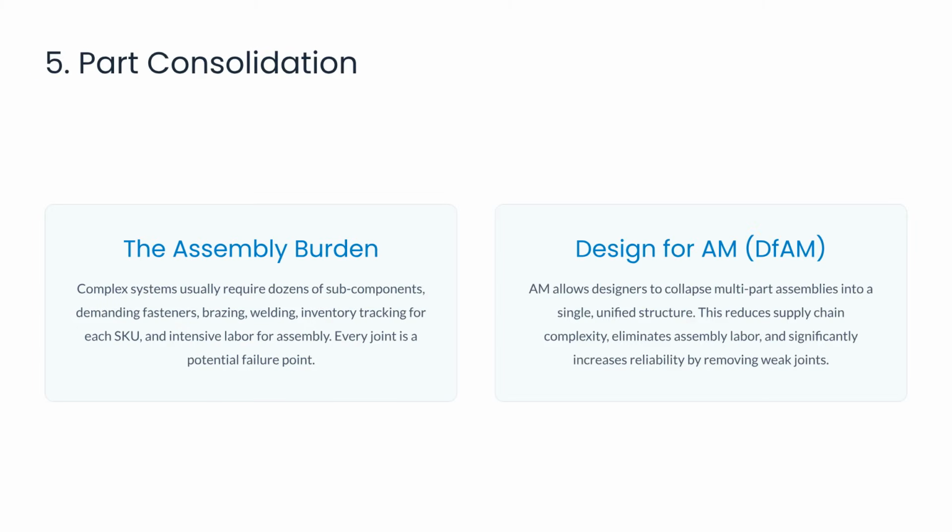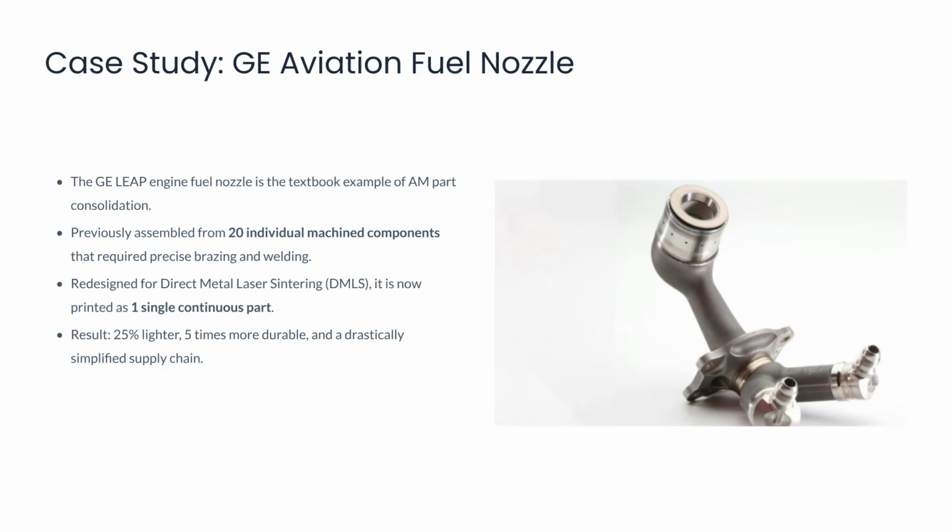Another significant advantage is part consolidation. Designers can combine complex multi-part assemblies into a single, unified structure, increasing reliability by removing potential failure points. The GE aviation fuel nozzle is a classic case study. Previously made of 20 separate components, it is now printed as one, resulting in a part that is lighter, more durable, and easier to supply.